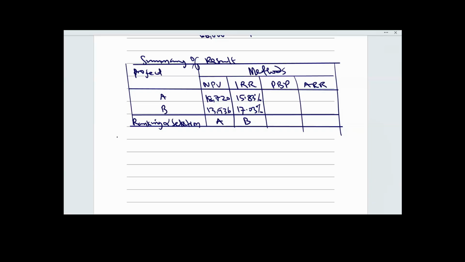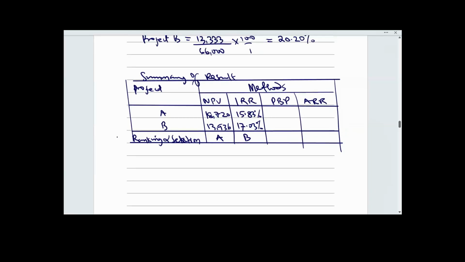Then for payback period, we calculated a payback period of 2.3 years for project A, then 2.36 years for project B. So on the basis of payback period, which of project A or B are we supposed to select? Project A. Project A produced a shorter payback period.